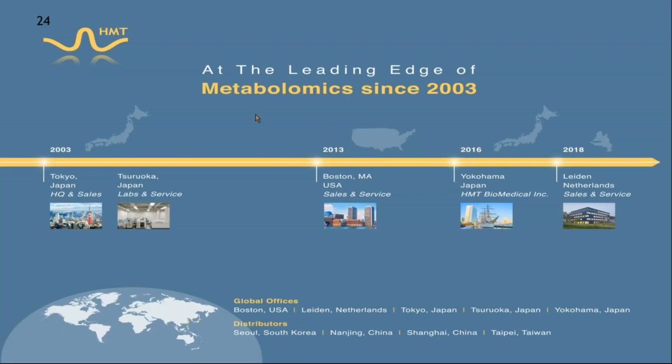I just wanted to mention at the end that the metabolomics we've been providing from HMT started in 2003. We started going global in 2013 with offices in Boston. We expanded into Europe just last year with an office in Leiden. We also have an office in Yokohama for a biomedical development group. Aside from our global offices, we have distributors in Korea, China, and Taiwan.